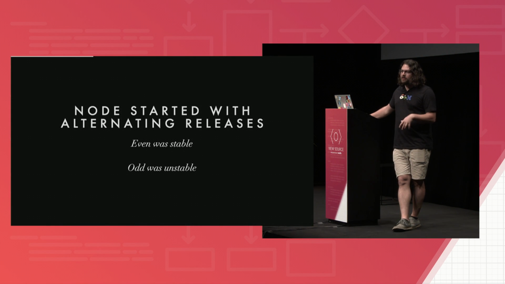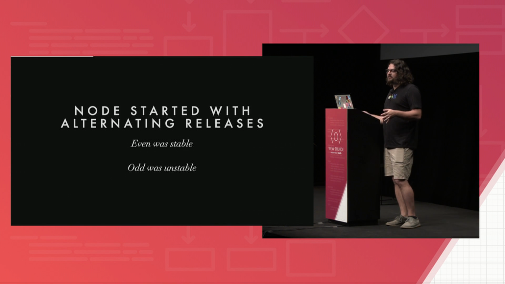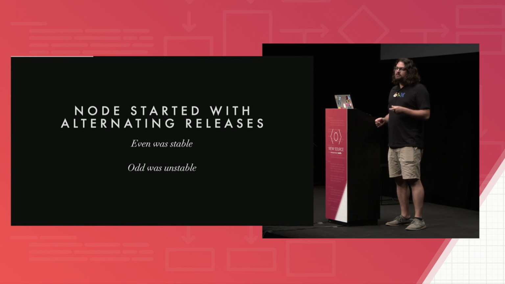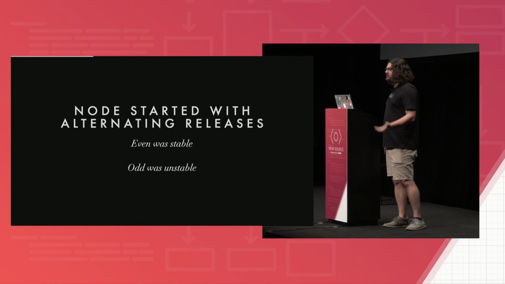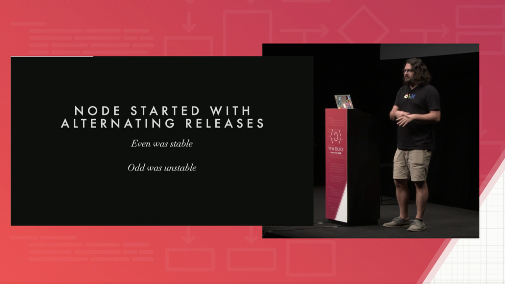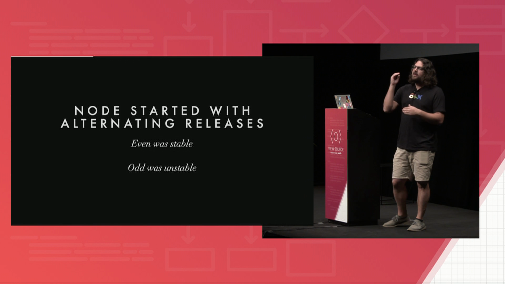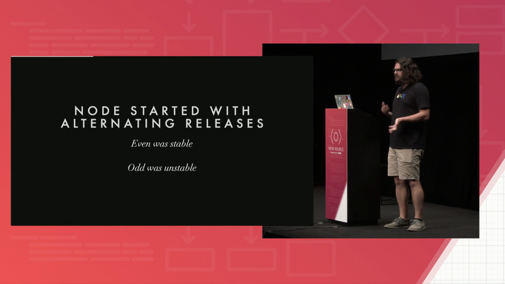So when Node started, it was done with an alternating release scheme. So every even release was a stable release, and every odd release was unstable. So the way that worked is I started using Node in 0.6. 0.6 was the stable branch. If you were on 0.6, you could trust that it would work. 0.7 was the unstable branch, where things were constantly being updated and played with and changed.